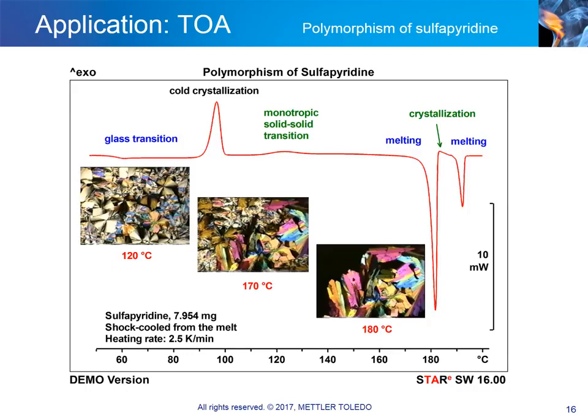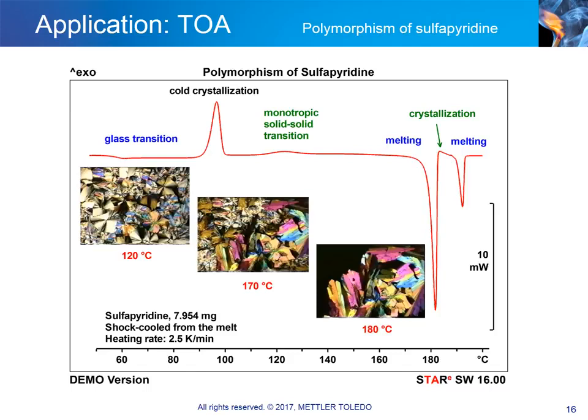For the hot stage experiment, the sample was also quenched from the melt, and the initial heating rate was the same as for the DSC experiment. Some images recorded at selected temperatures during heating are shown together with the respective DSC curve. The images were obtained using polarized light. The image recorded at 120 degrees Celsius shows that during the cold crystallization, different types of crystals were formed.